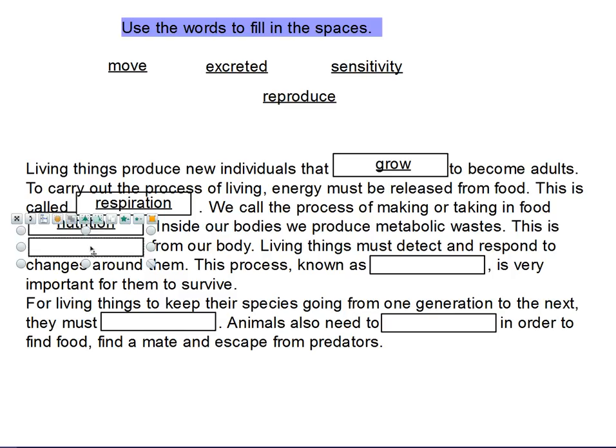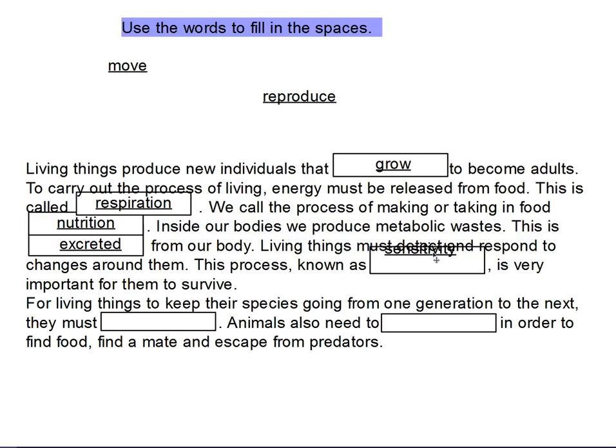Okay. And then the next one, inside our bodies we produce metabolic waste. This waste is what? Excreted. This is excreted from our body. The process, okay, living things must detect and respond to changes around them. This process known as sensitivity is very important to survive. For living things to keep their species growing from one generation, they must what? Reproduce. They must bring out young ones so that the generation will keep on going. Animals also need to move in order to find food. So these are the 7 life processes. An organism must be able to do all these 7 before it can be considered living.